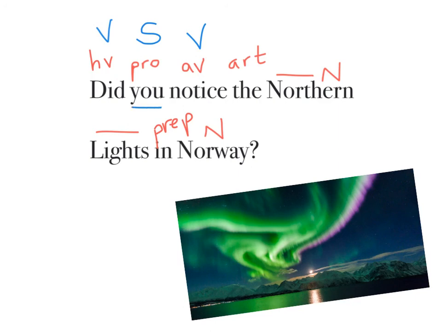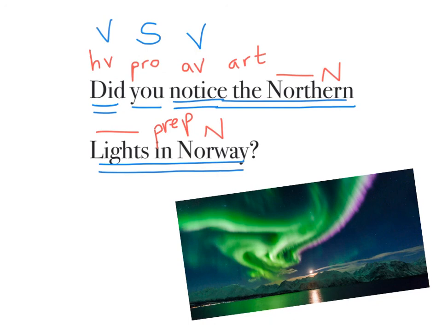Do we have any modifiers that go with it? Not really. Every other word in the sentence is just telling us about did notice. So you did notice what? Did notice the northern lights. Where did you notice them? In Norway.